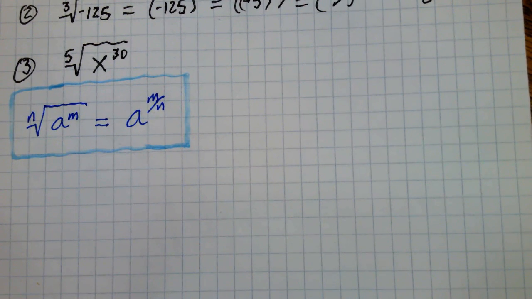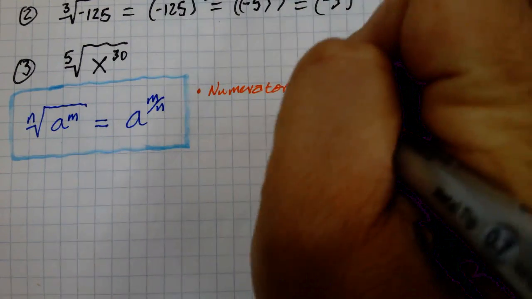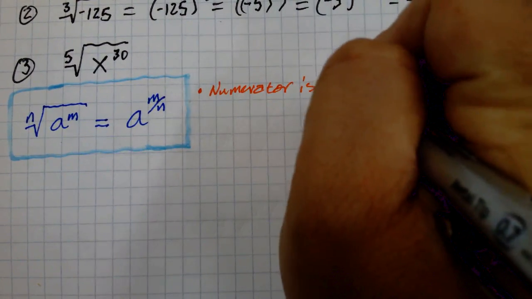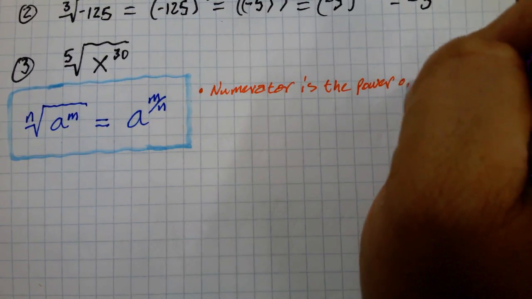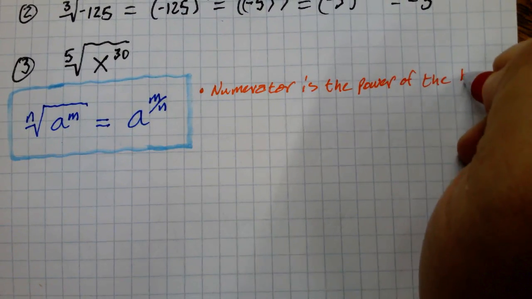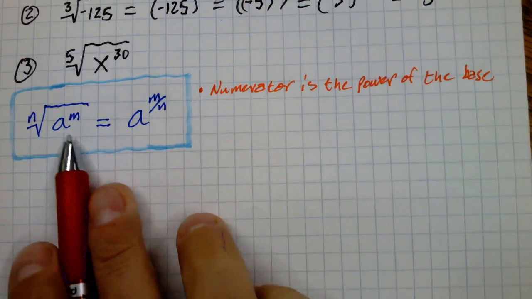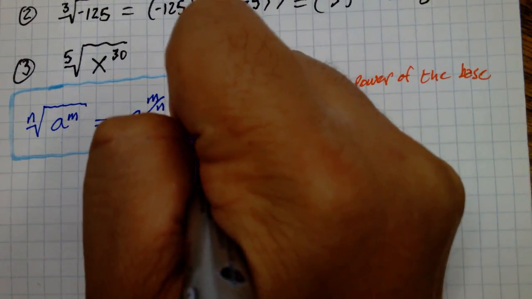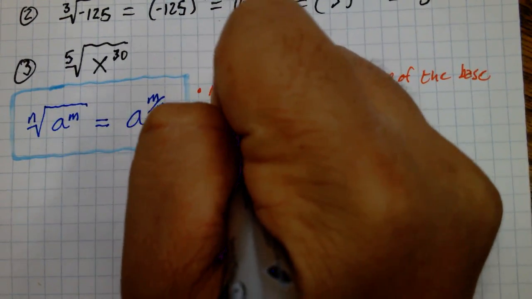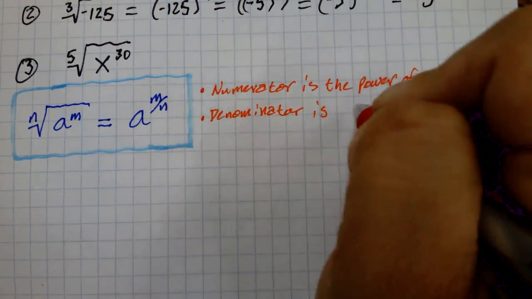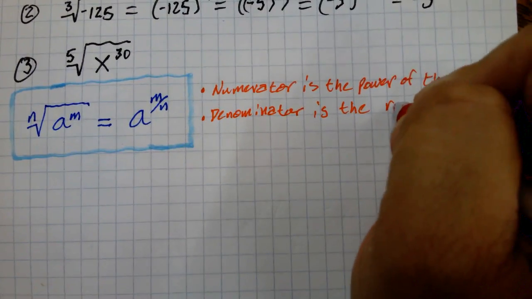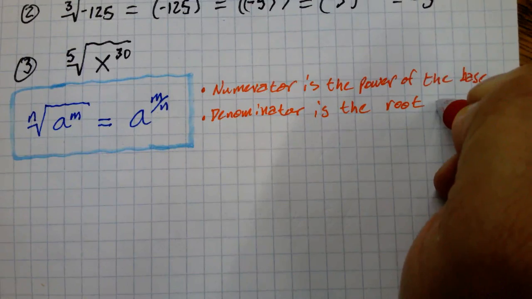Okay, so let's write that down. Numerator is the power of the base, so that would be m. And the denominator is the root, n.